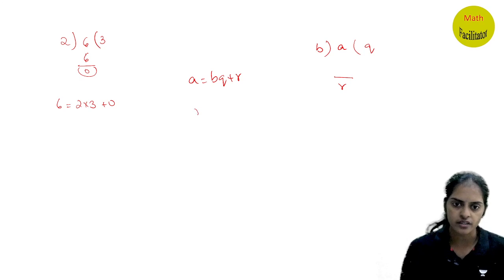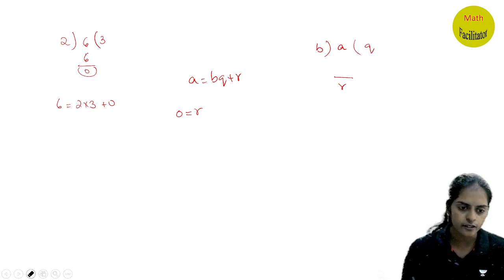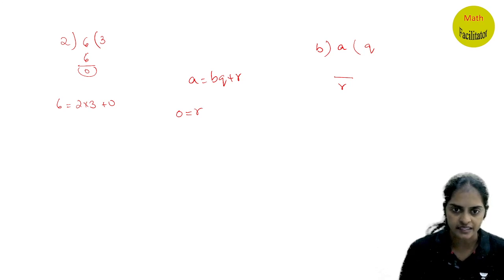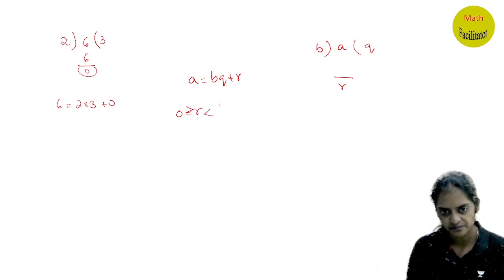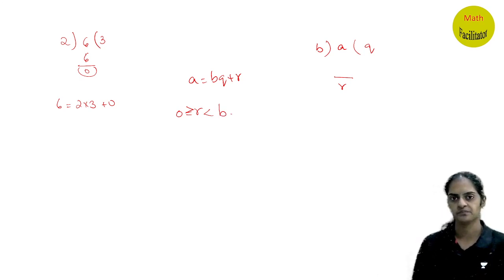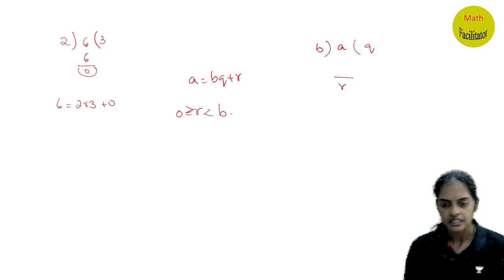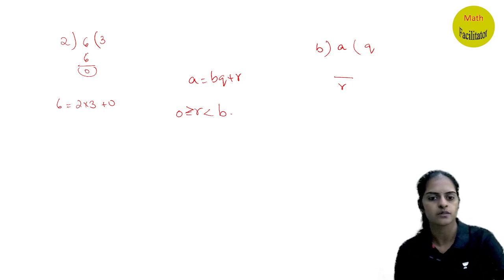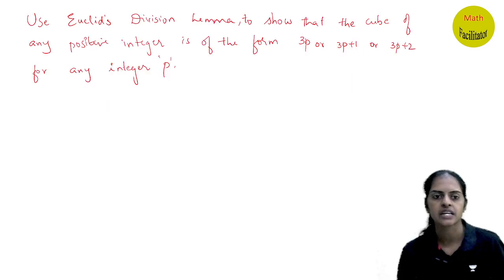And always you see, your remainder will either be 0, or it will be greater than 0, but it will be less than your b value. Clear? Okay, so let's proceed.